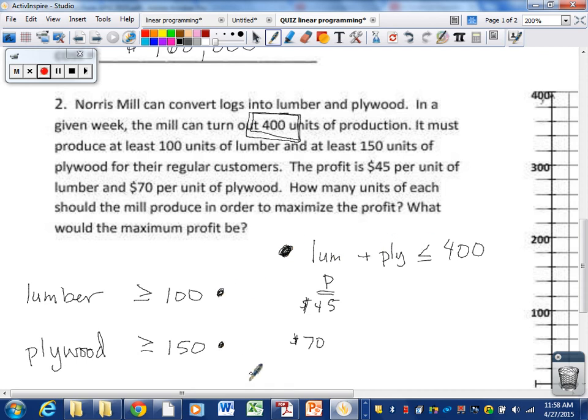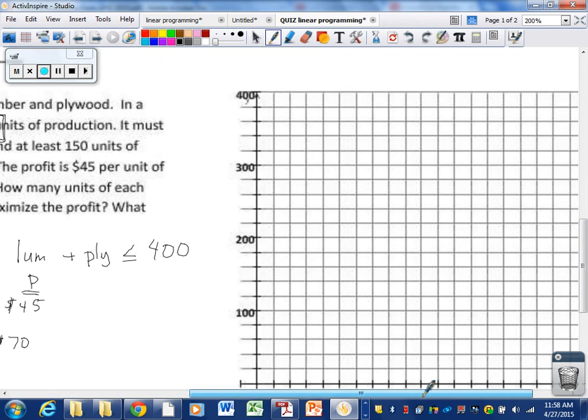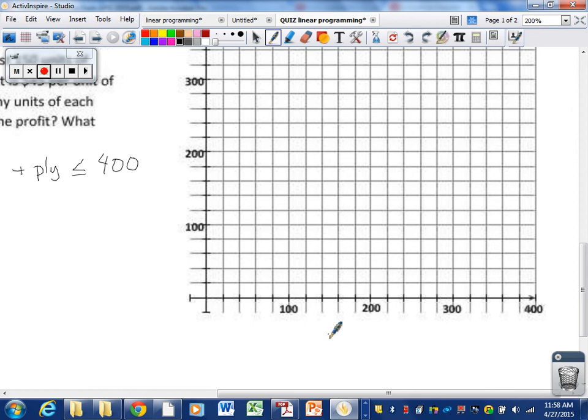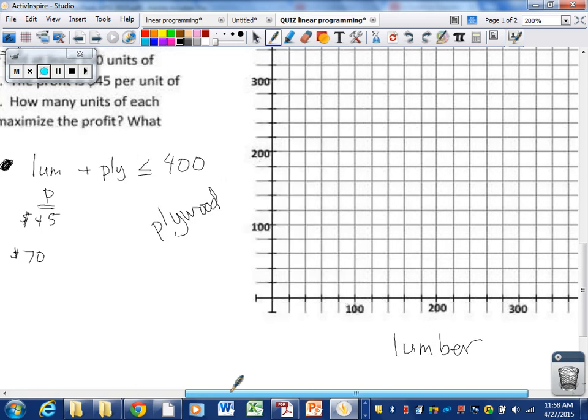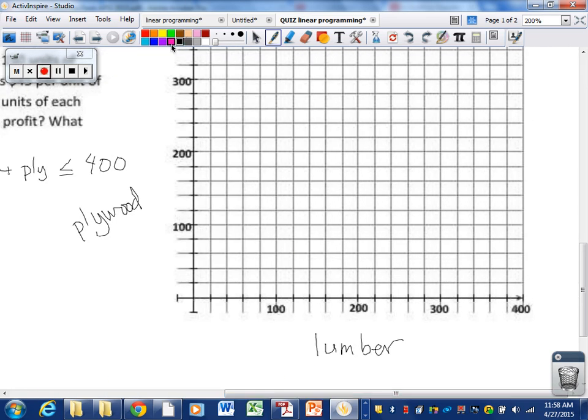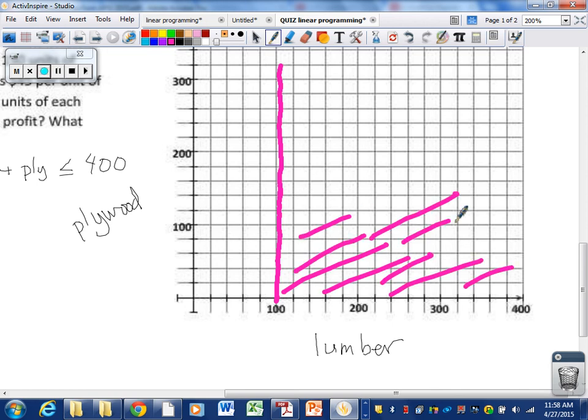linear constraints. So if we come over here to our graph, let's let lumber be your X variable, and we'll make plywood be your Y variable. We have to have at least 100 units of lumber, so that would be this, at least 100 units. We have a vertical line going here because it's the x-axis, at least 100. So we can produce 200, 300, 400, nothing more than 400. So anything out here is perfectly okay for lumber.